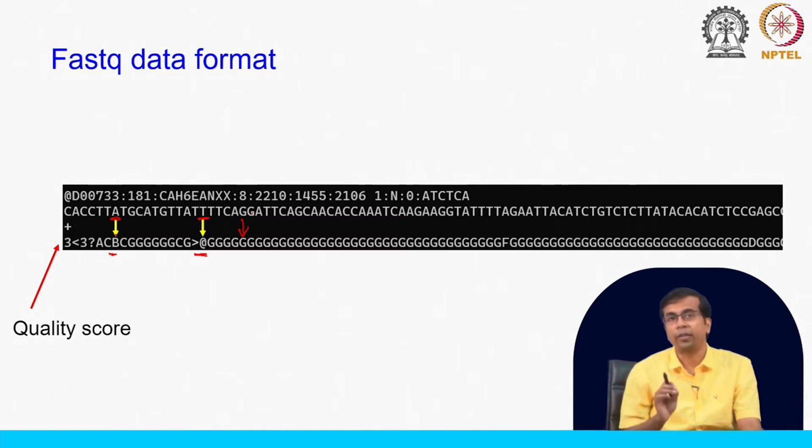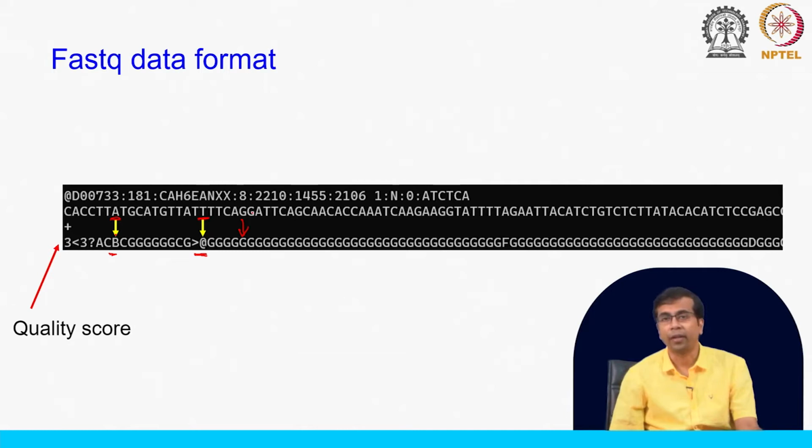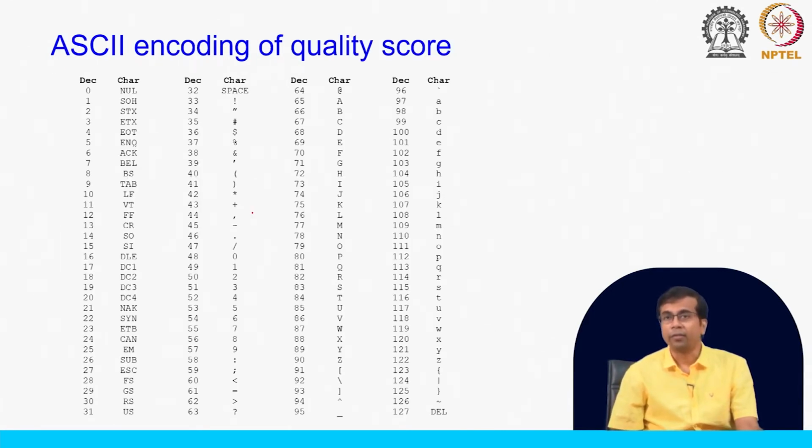Now, the question is how these quality scores are represented. What do these numbers mean? Can we extract this information and correlate it with the probability of error that we discussed in the last class, the probability of error and the accuracy calculation? It turns out these quality scores are ASCII encoded.